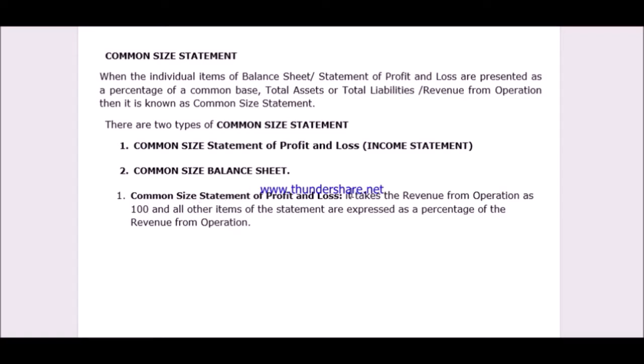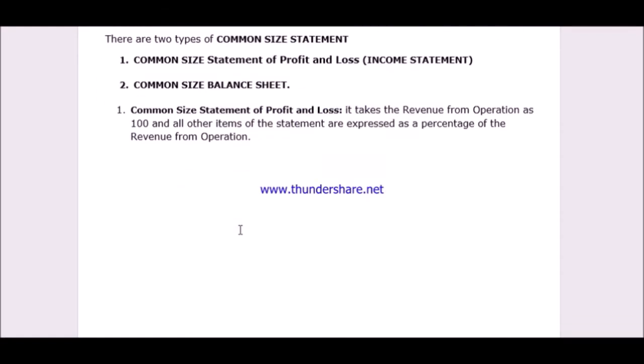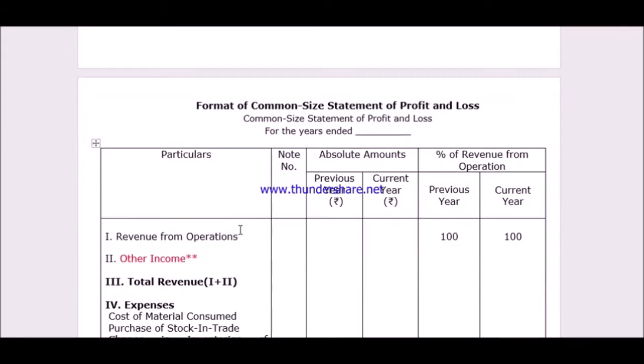In the common size statement of profit and loss, we will consider the revenue from operation as 100, and all other items of the statement are expressed as a percentage of the revenue from operation. So this is the matter. Let us see the format.